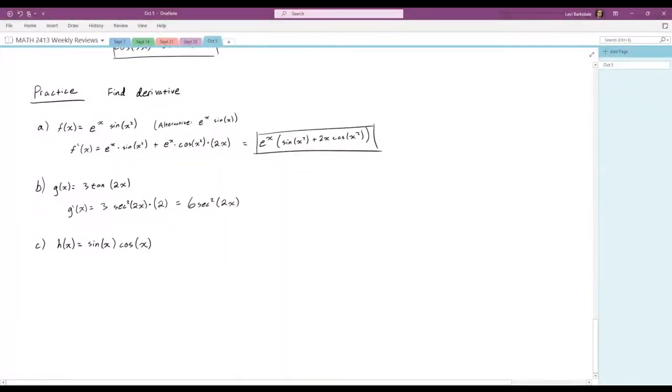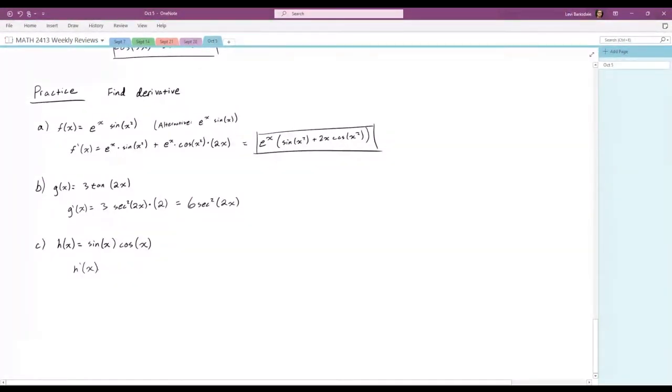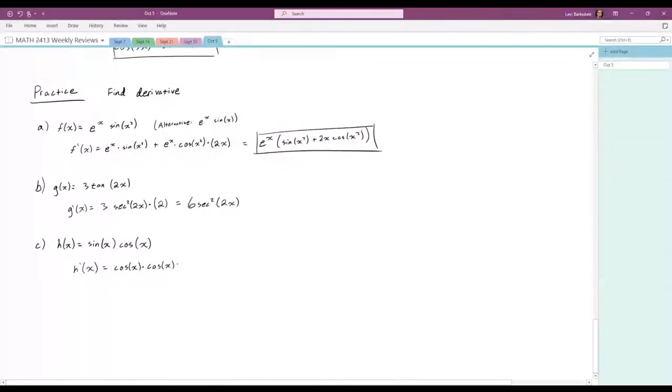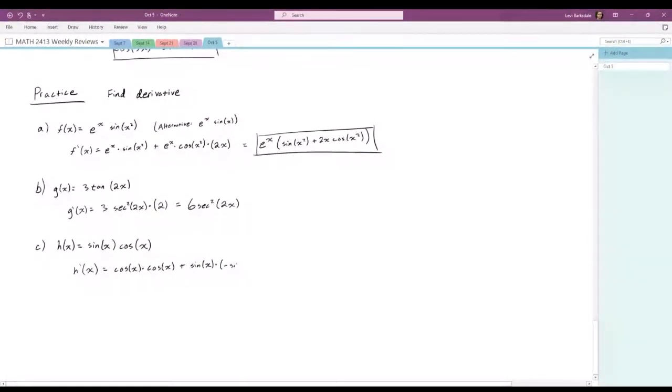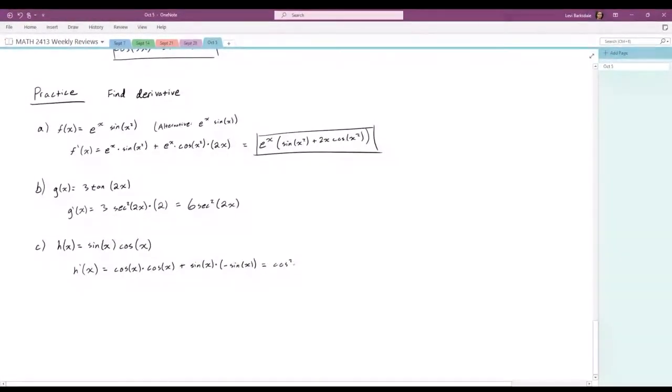And then for part C, there are actually, again, a couple of different ways we could solve this. I bet most of you probably used the product rule. So let's go ahead and use the product rule, and then I'll show you guys another way we could have done this. The derivative of sine is cosine. Leave the second function alone. Plus our first function, sine of x, times the derivative of our second function, derivative of cosine is negative sine. And that goes to cosine squared x minus sine squared x.